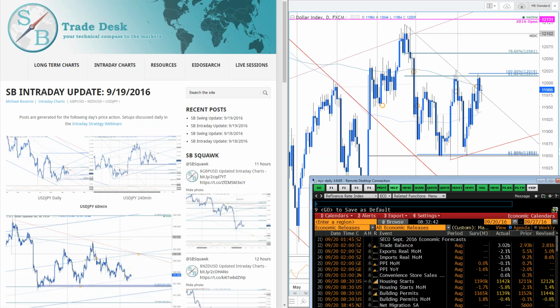As far as the BOJ is concerned, we'll go over dollar yen. It's in a very interesting and precarious spot. One of the main things to keep in mind is that there's a high probability that the BOJ is not going to look to do anything ahead of the Fed, and specifically ahead of the elections, which is less than 50 days away.